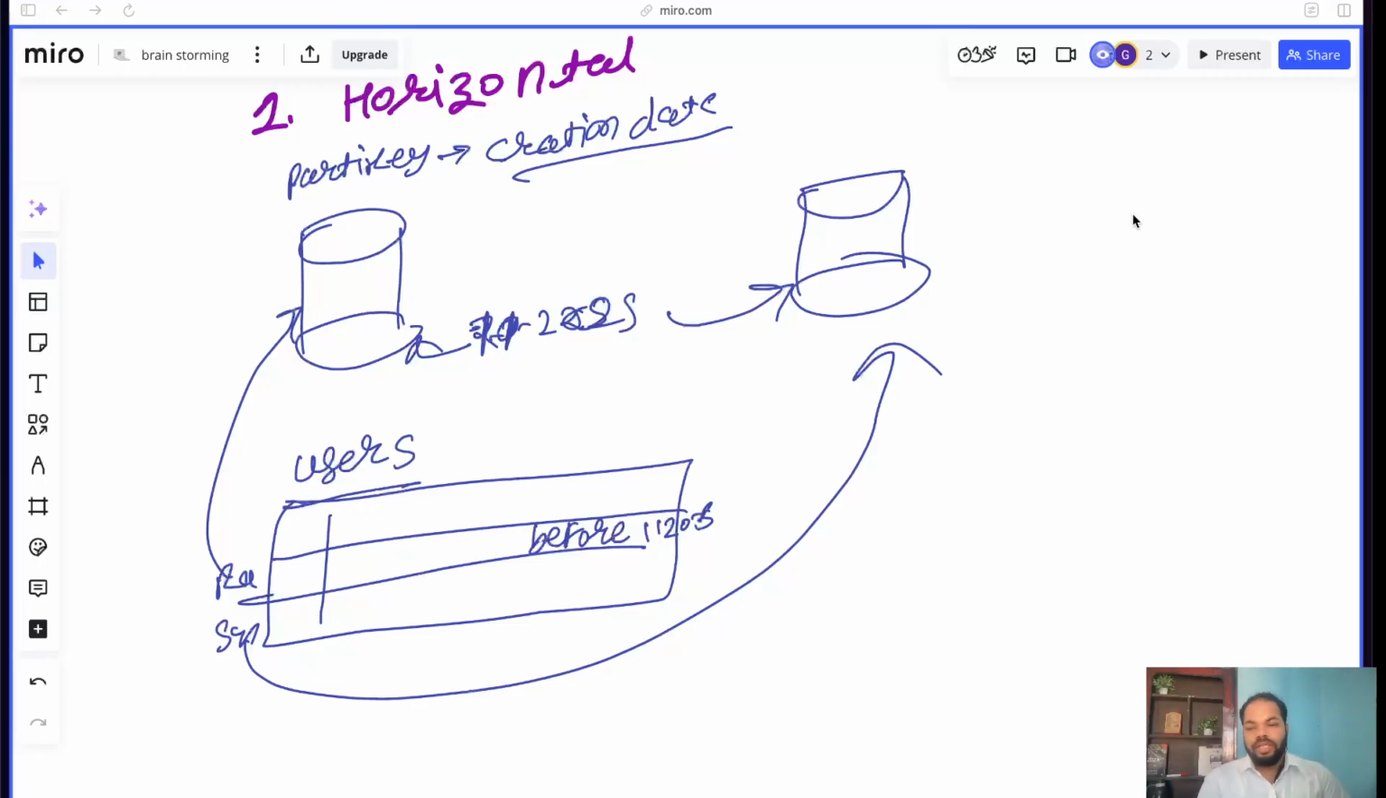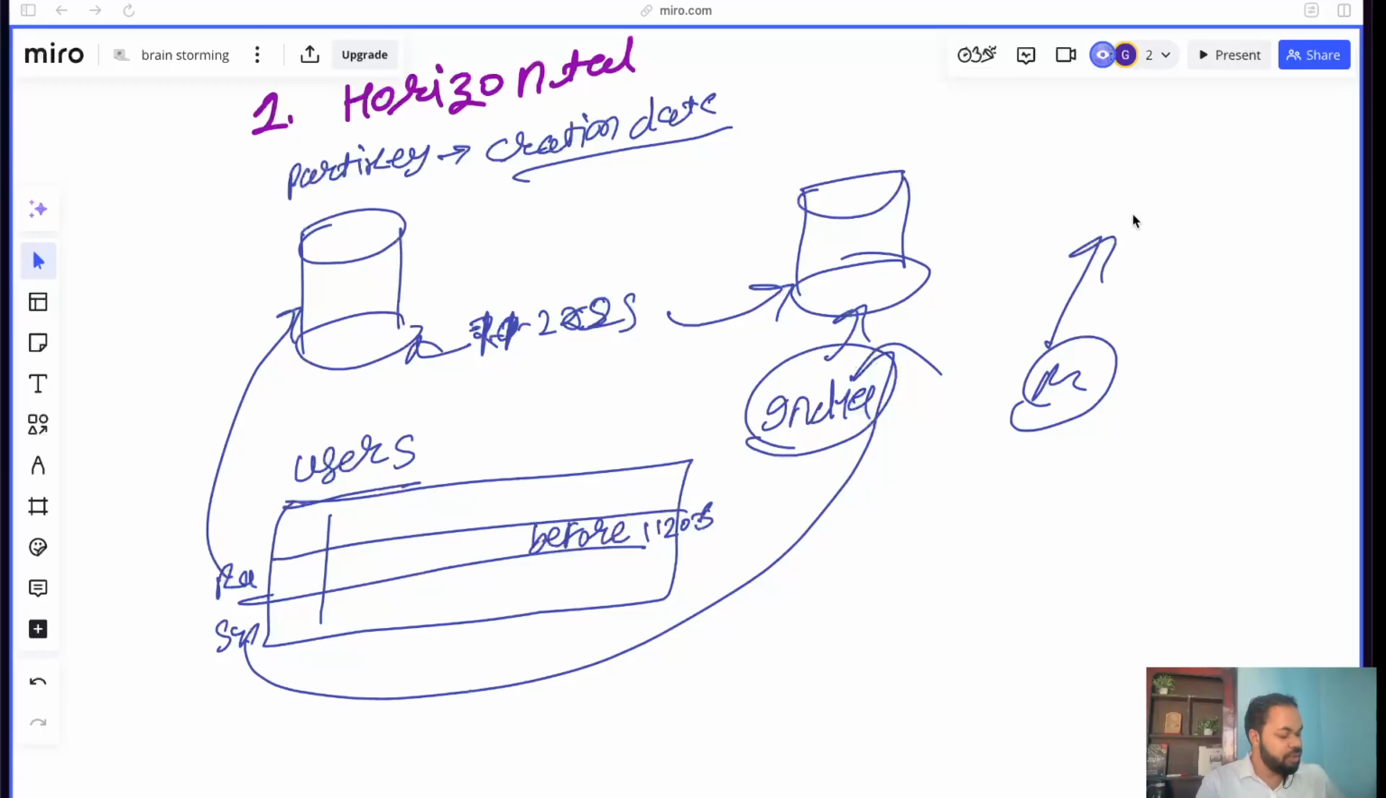And where do we use it? One more good example is streaming services or Amazon. They use horizontal partitioning to store the data location-wise. For India, they store the data in one DB, and for America, they store the data in some other DB.